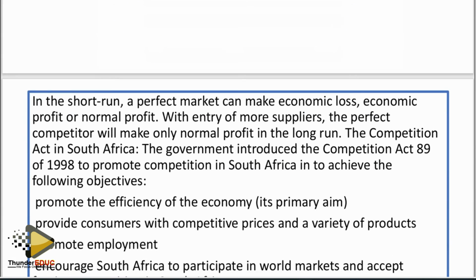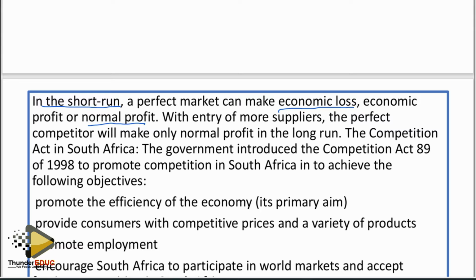Okay, right. So now if you check, we are saying that in the short run, a perfect market can make economic loss, economic profit or normal profit. So now with the entry of more suppliers, the perfect competitor will make only normal profit in the long run.